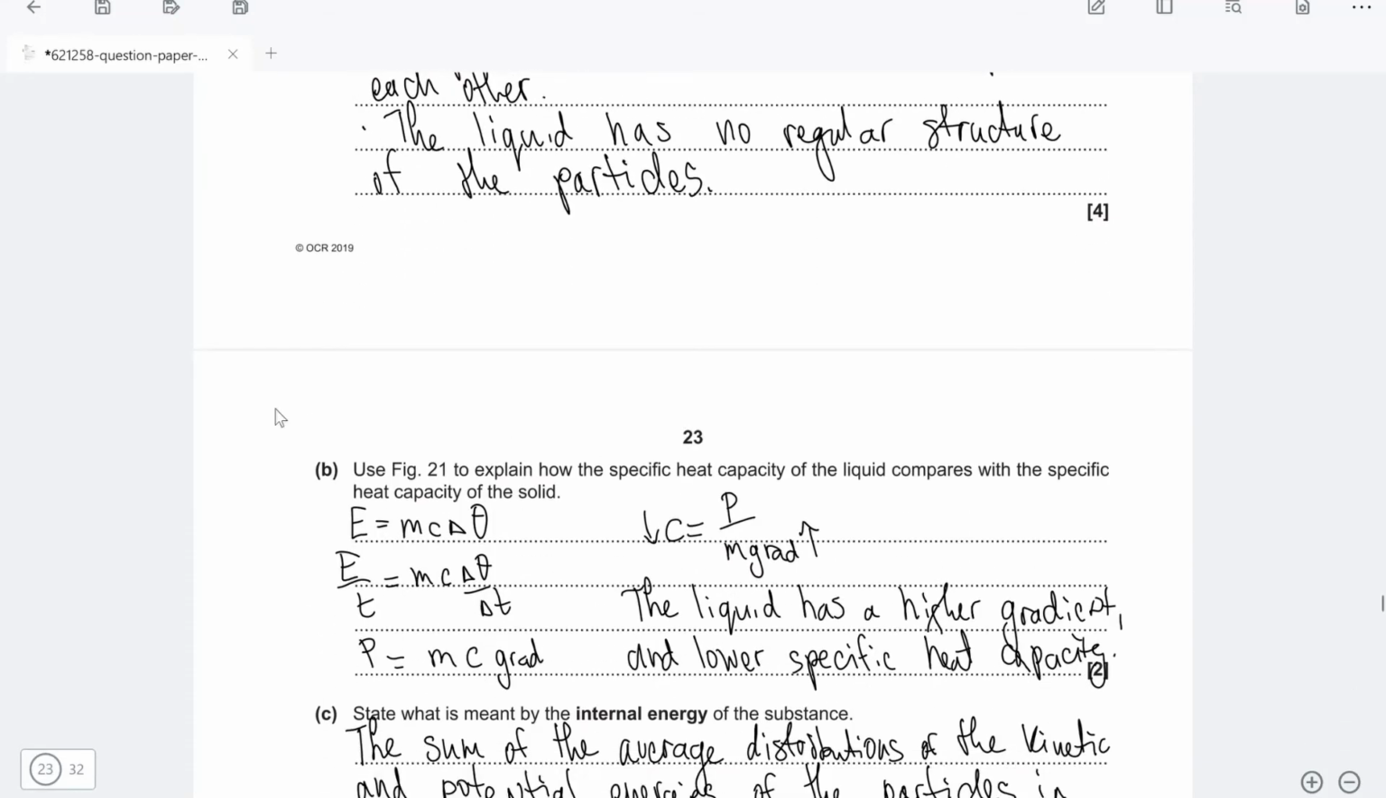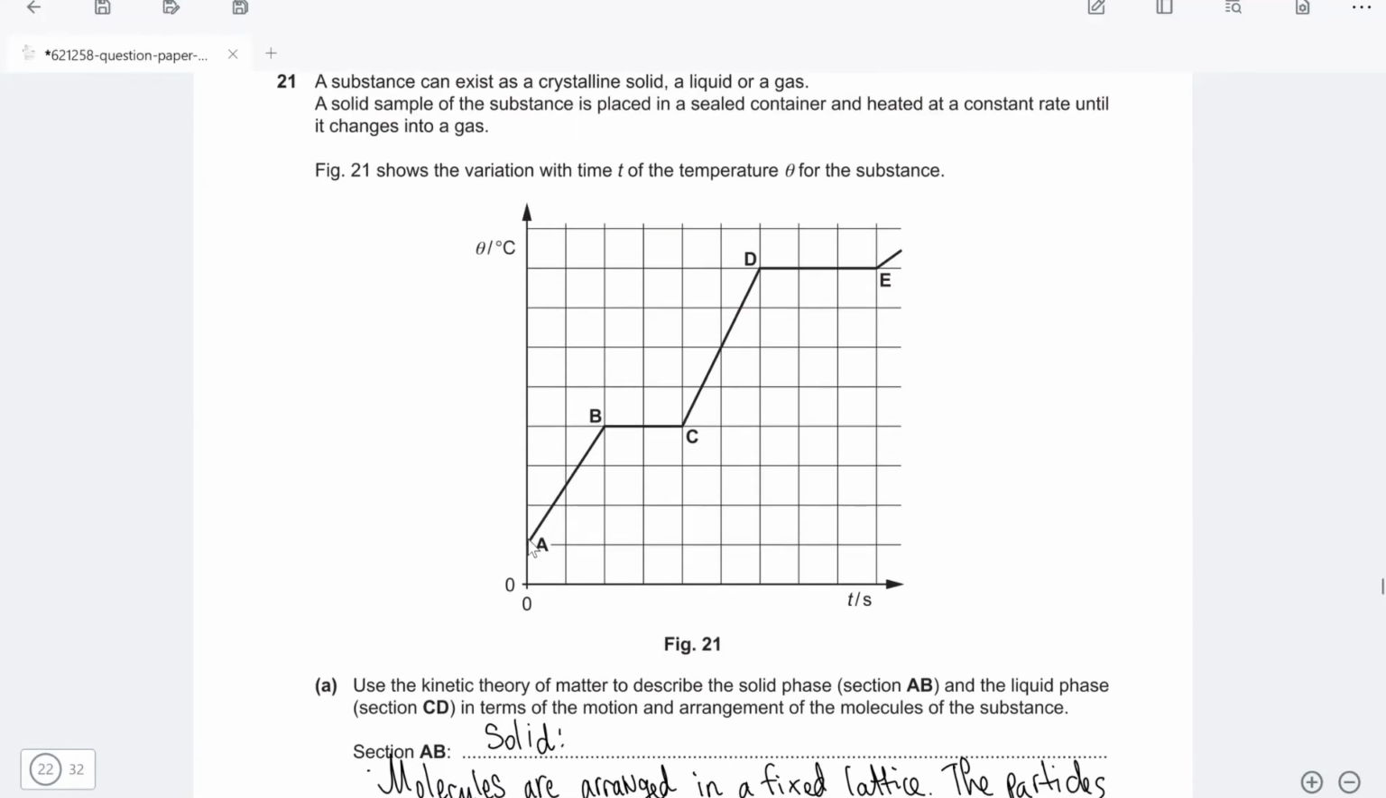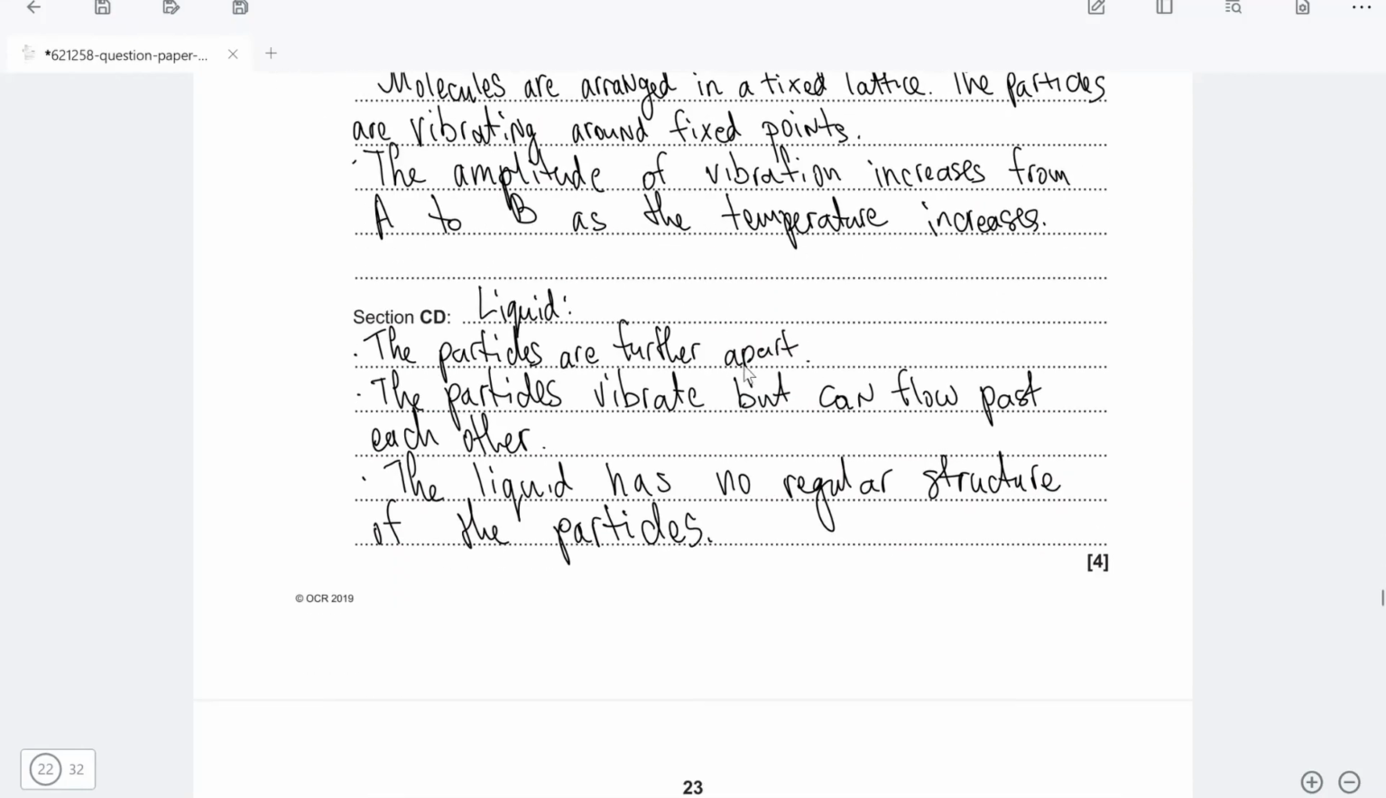Now, the next one is really interesting. Use the figure 21 to explain how the specific heat capacity of the liquid compares with the specific heat capacity of the solid. Before you have a look at my solution, have a look at this. So it's clear that the liquid section has a higher gradient. Now, what does that tell us about the specific heat capacity?